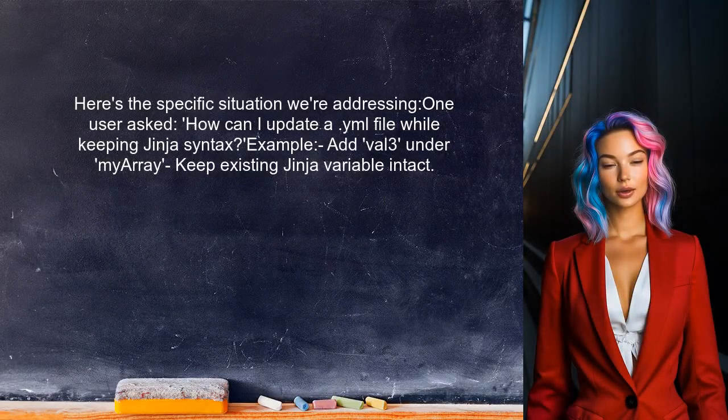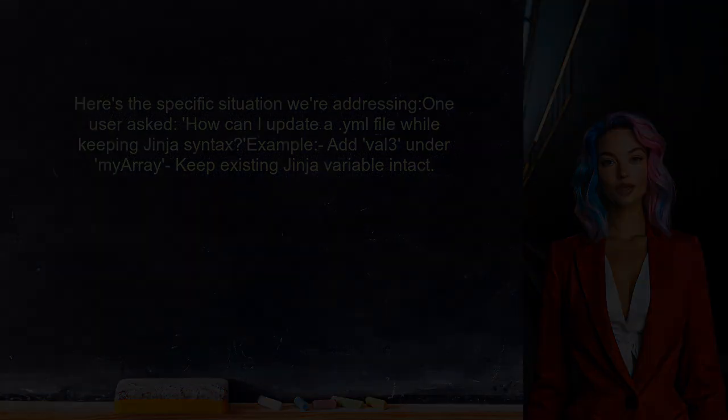Here's the specific situation we're addressing. One user asked how to read a YAML file and add a value to an array while keeping the Jinja syntax intact. They provided an example where they wanted to add val3 under myArray without altering the existing Jinja variable. Sound familiar? Let's explore how to tackle this.